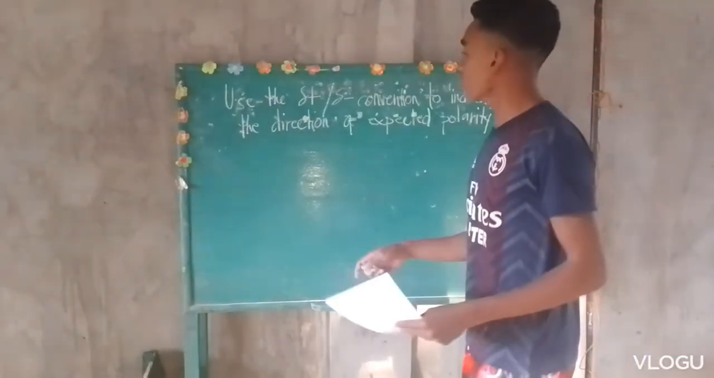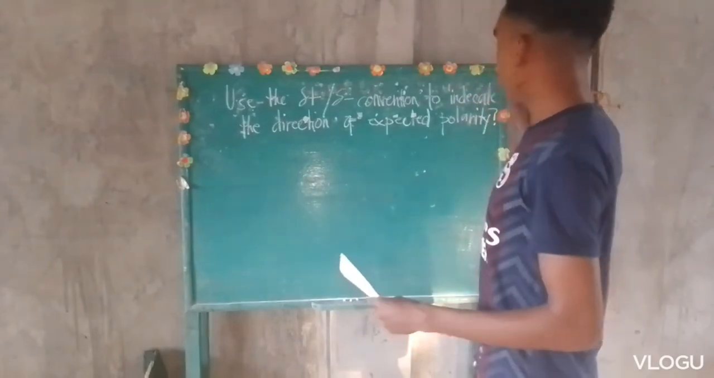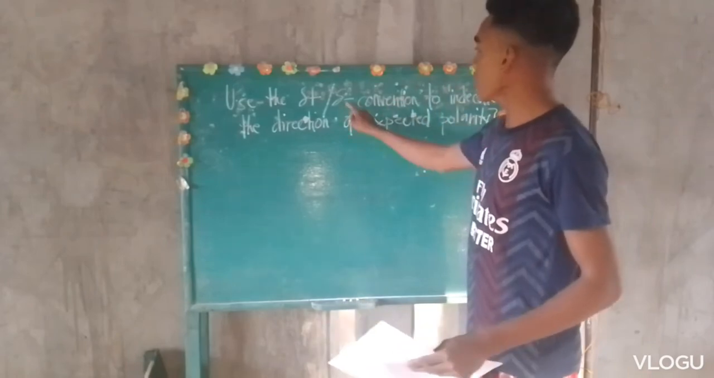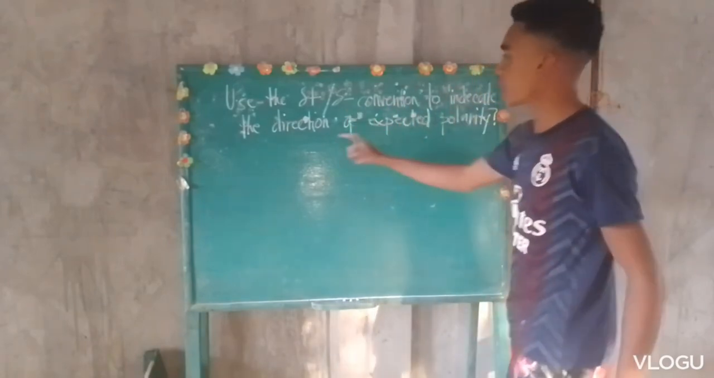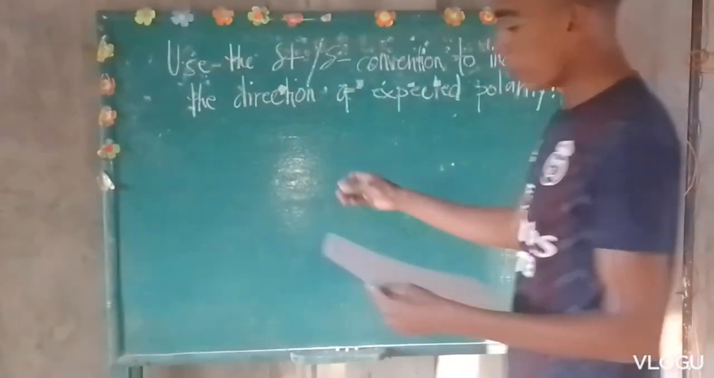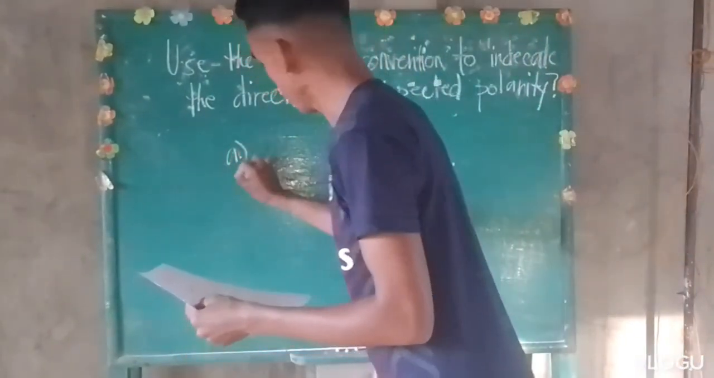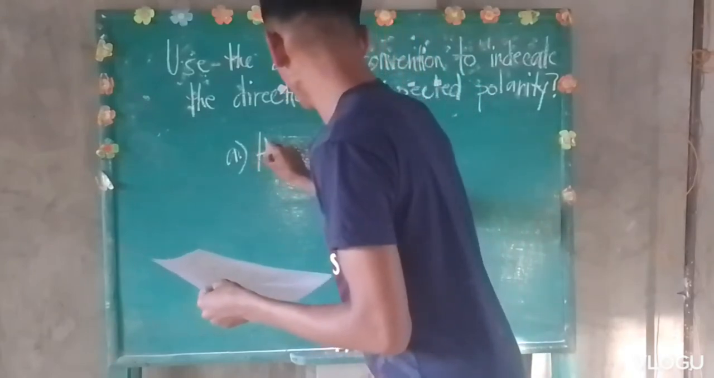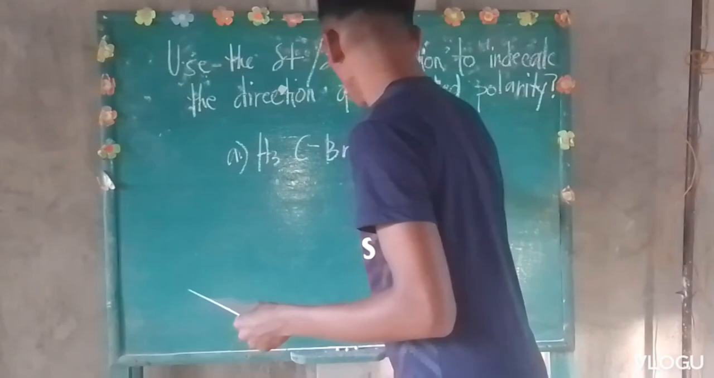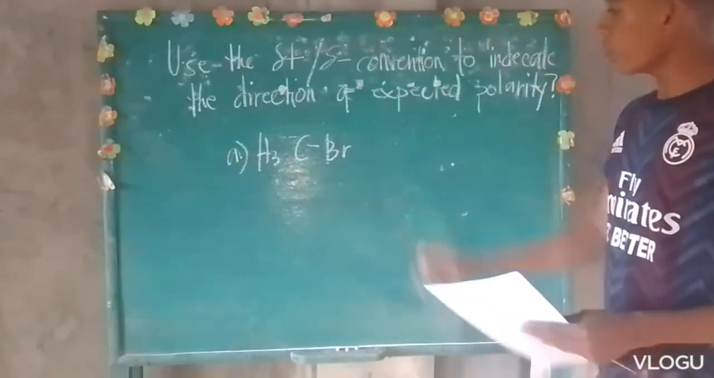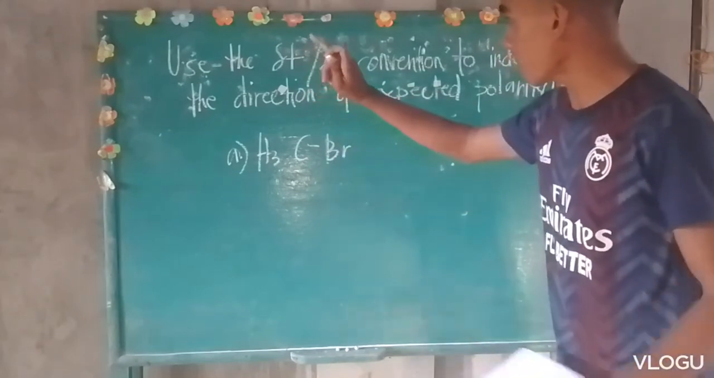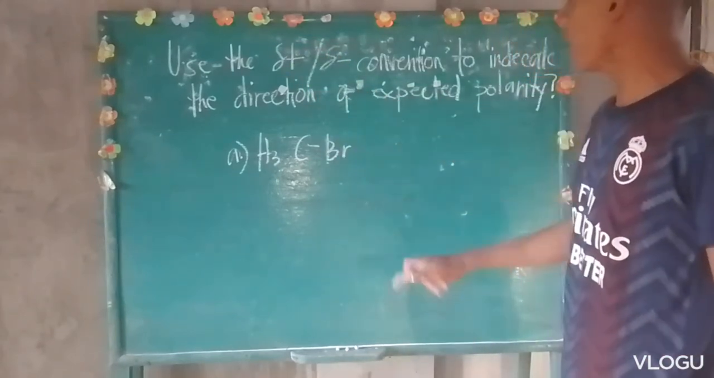So let's proceed to our third problem. Our third problem is use the partially positive and partially negative convention to indicate the direction of the expected polarity. So our first one is carbon or bromine. So we'll determine which of these two elements is partially positive and partially negative.